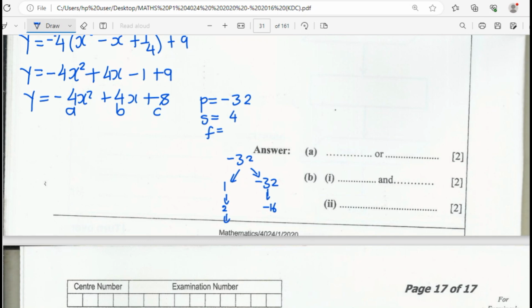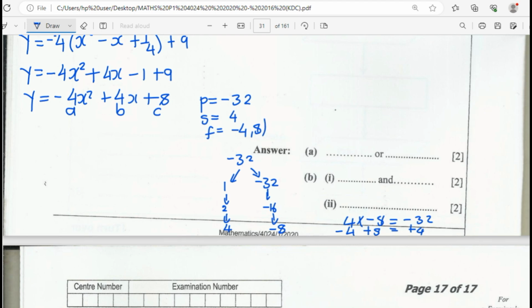Let's try 4. 3 cannot go into 32, so let's try 4. 4 into negative 32 is just negative 8. So 4 times negative 8 is negative 32. Then 4 minus 8 is negative 4. So we just have to reverse the signs, so that if we add, we get positive 4, which is this. So the factors will just be negative 4 and 8.